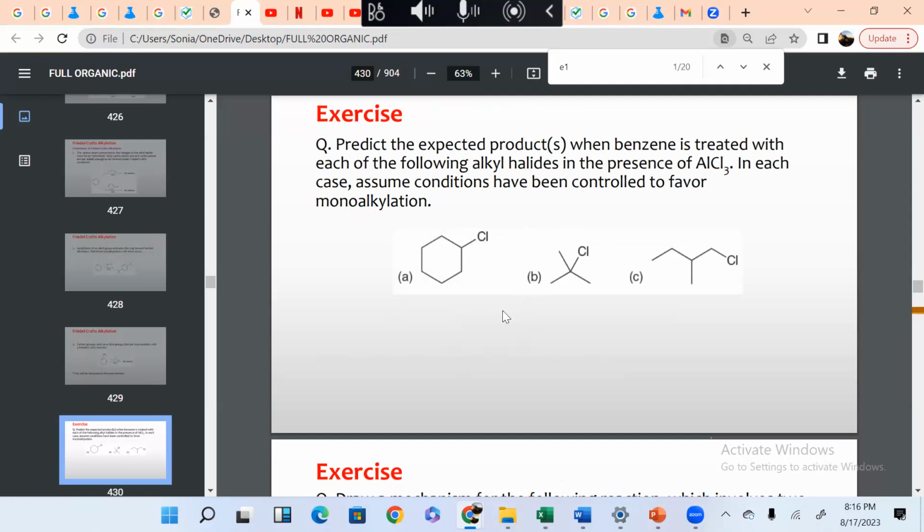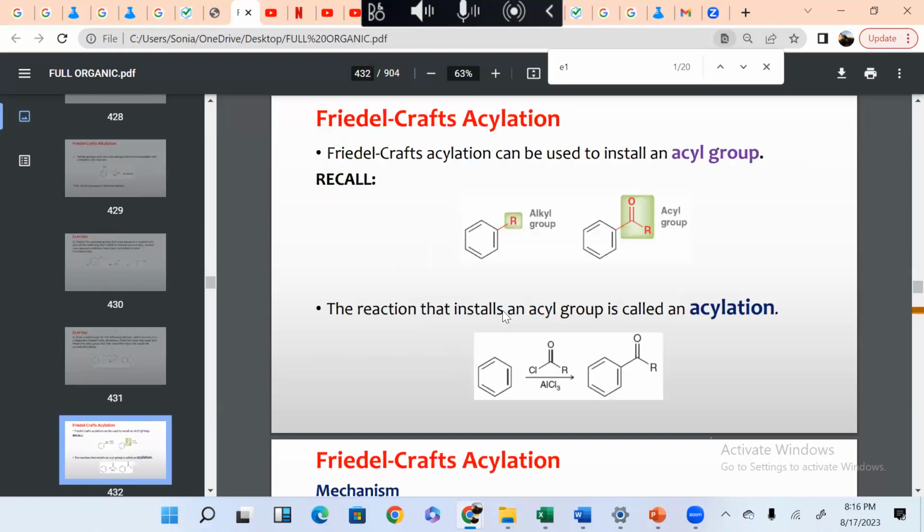It attaches to the primary reactant, and you've achieved your alkylation. So for Friedel-Crafts acylation, it can be used to install an acyl group. So here is an alkyl group. Here is what we are referring to, an acyl group. And the reaction that installs an acyl group is called an acylation. So this is like a moiety.